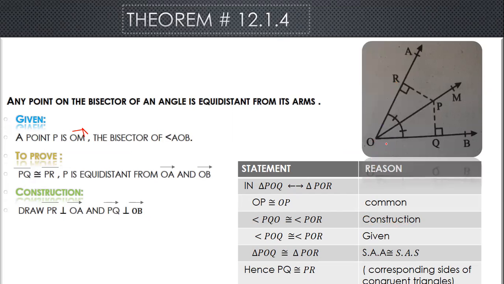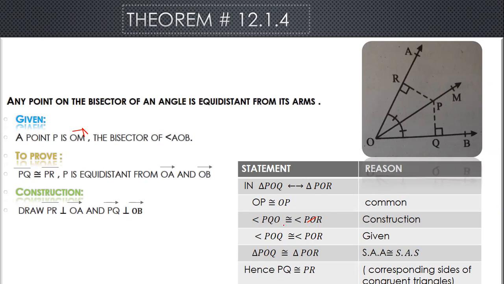So angle PQO is congruent to angle PRO, not POR, because angle Q and angle R, they both are congruent. This is in the construction. The second angle, POQ, is congruent to POR. This is given in the statement.